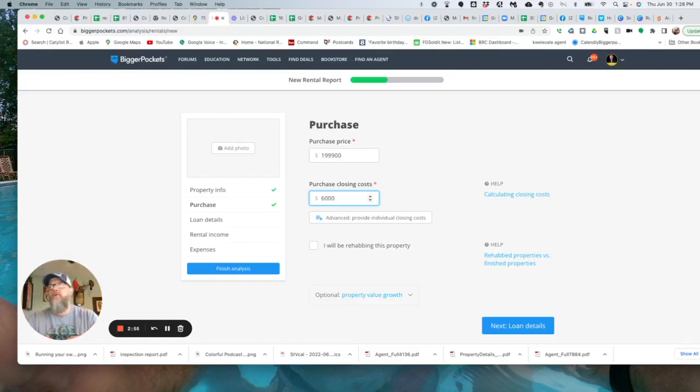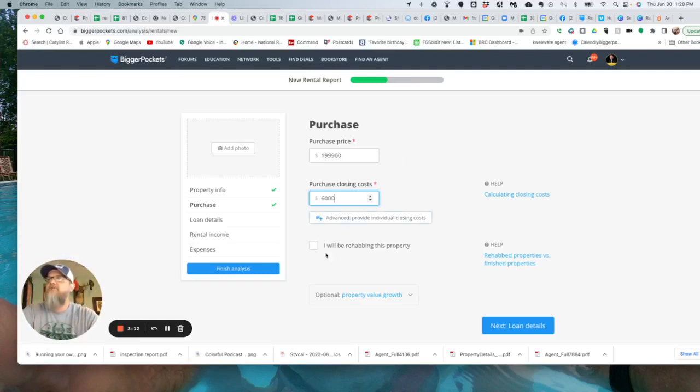Purchase closing costs, let's throw in $6,000 just as an average. I know a lot of you want to be very specific on that, but in this price range, let's say 0 to 400,000, 6,000 is kind of a fair number to throw in there, and depending on your lender, that's going to change. But for right now, let's just put that in as an average moving forward.